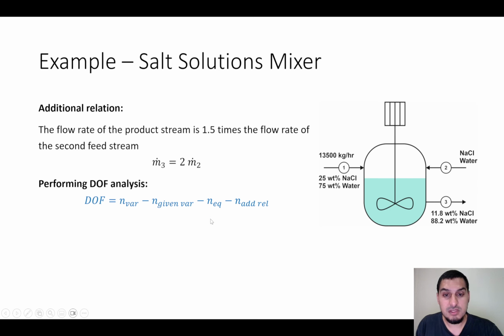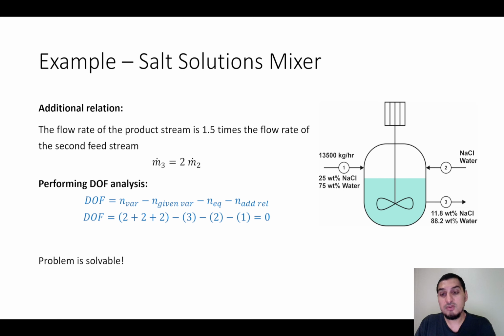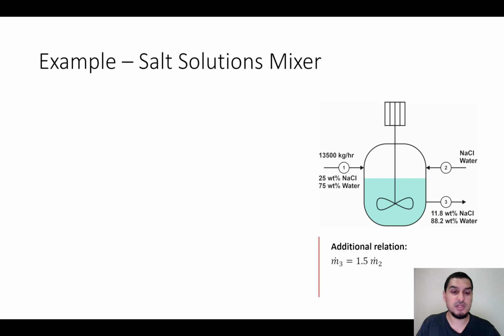So this is 2, and the number of additional relations is 1. We have only 1 additional relation. So when we put everything together, we have 2 plus 2 plus 2. The 3 streams, each one contains 2 components. The number of given variables is 3, number of equations is 2, number of relations is 1, so degrees of freedom is 0, which is good news, which means that the problem is solvable. So we can proceed with the solution with confidence that we have all the information needed. Here, this is the additional relation. It's the correct relation. It's not the previous one.